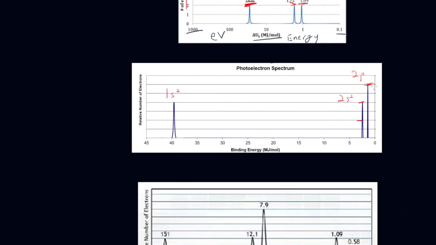And then when I look at my 2p, I see that it is about 150% the height. So I can see that this is going to be 2p3. So this should be nitrogen. All right, let's look at one more.